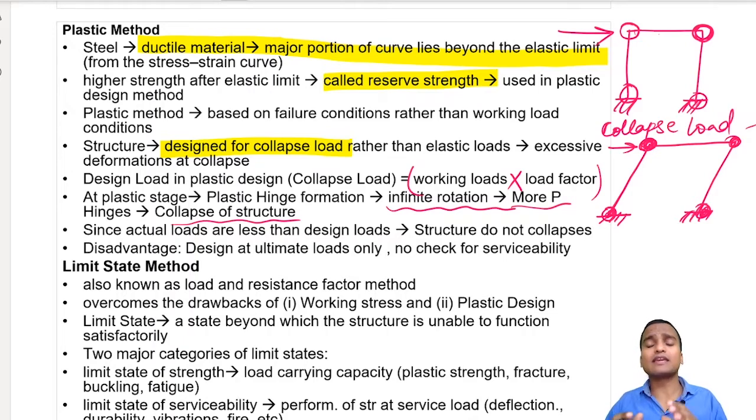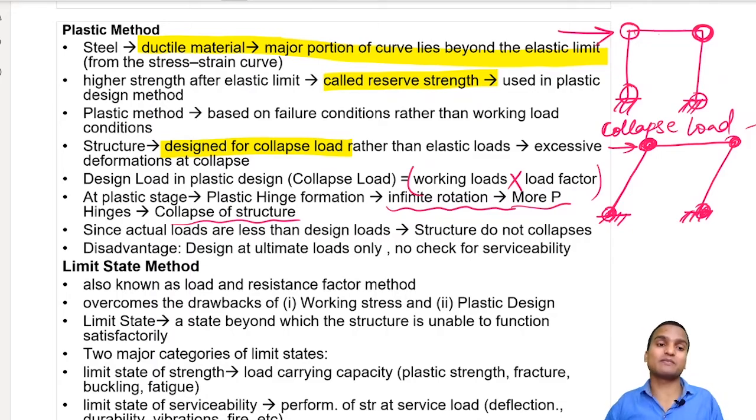Okay, like the Leaning Tower of Pisa, it is a wonder of the world, but the strength of the Leaning Tower of Pisa is very sufficient. Okay, it can take any load, but it is not a livable place. People will feel uncomfortable in such structures because the structure doesn't remain serviceable any more.